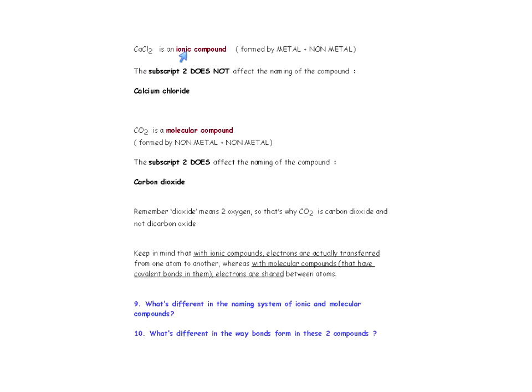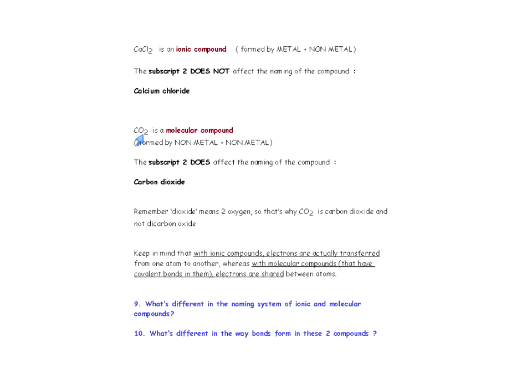So calcium chloride would be an example of an ionic compound. Remember that ionic compounds are formed by a metal joined to a nonmetal. So metal, first 2 rows of the periodic table generally, nonmetal somewhere in the right-hand side of the table. Remember with ionic compounds, the subscript 2 does not affect the naming of the compound. So this is not calcium dichloride, it's just calcium chloride.